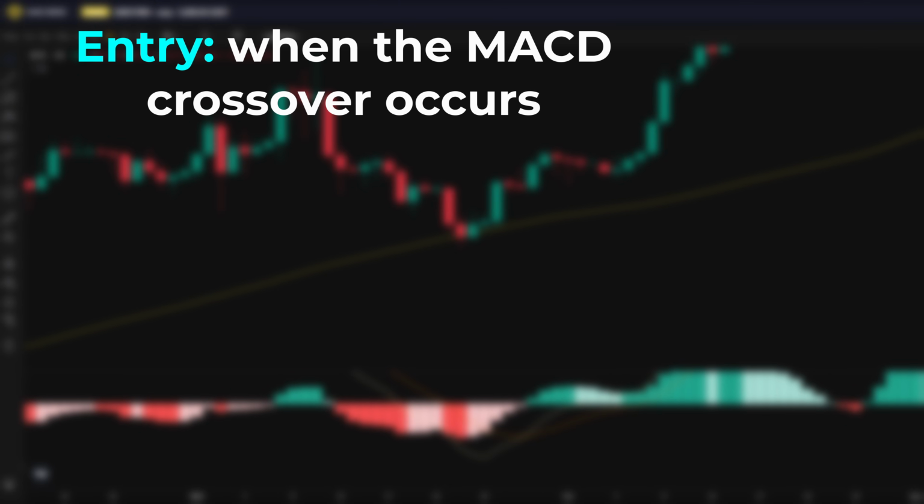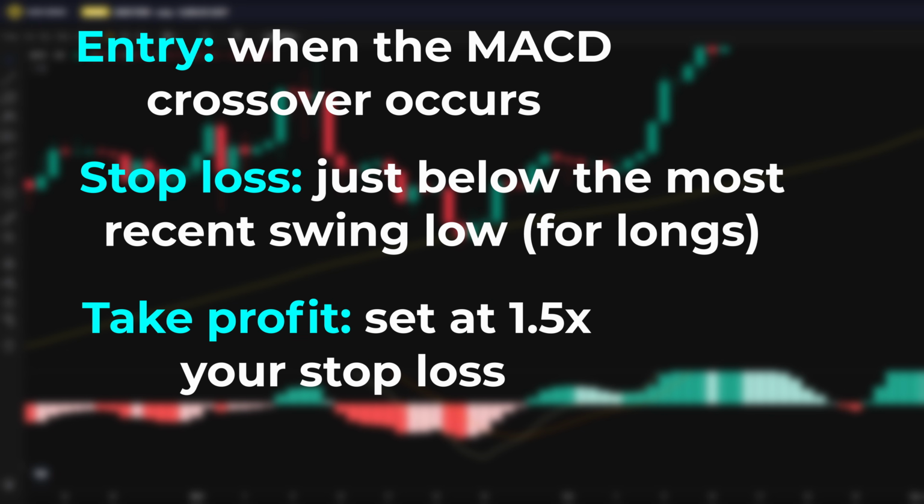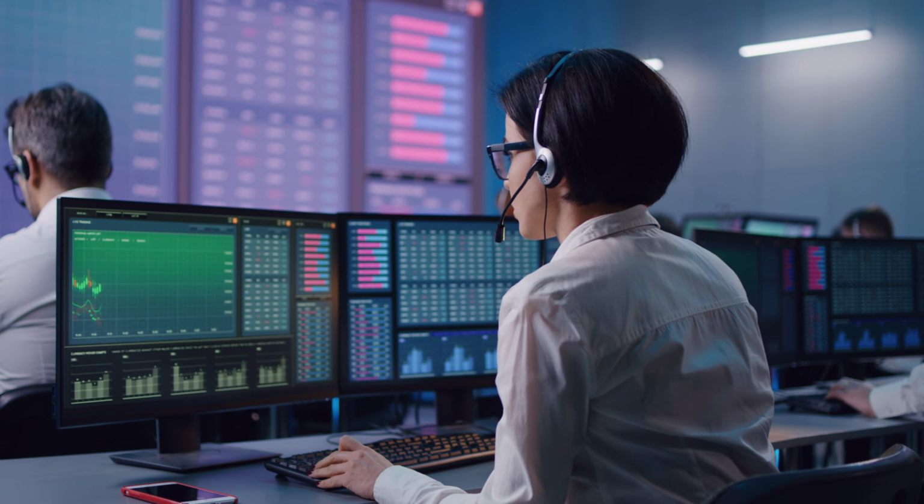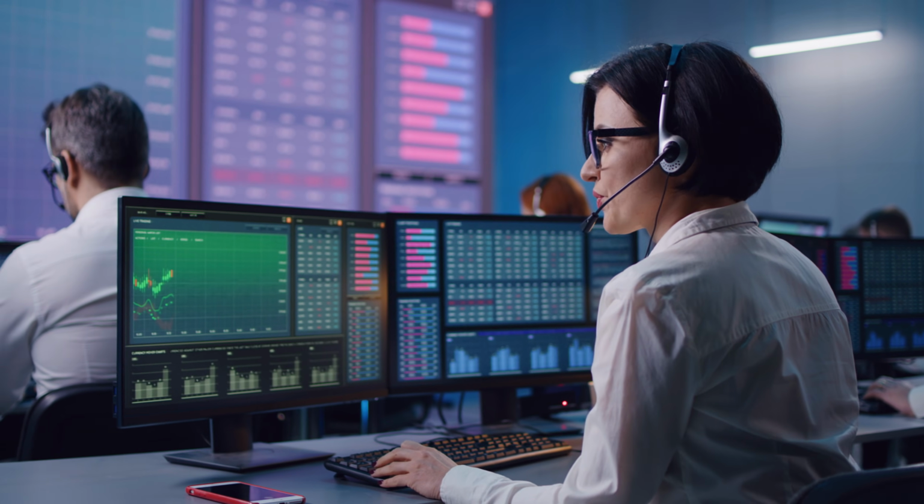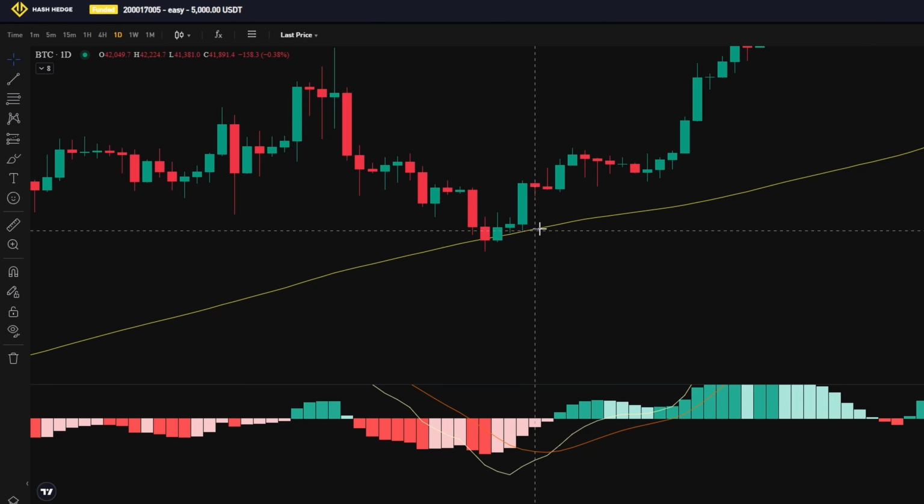Step 3. Set up your trade. Entry: when the MACD crossover occurs. Stop loss: just below the most recent swing low. For longs, take profit: set at 1.5x your stop loss. This strategy filters out bad trades by making sure we're aligned with the trend and using MACD for precise entry timing. Let's look at a couple of trade examples.